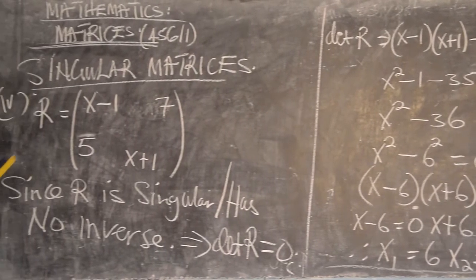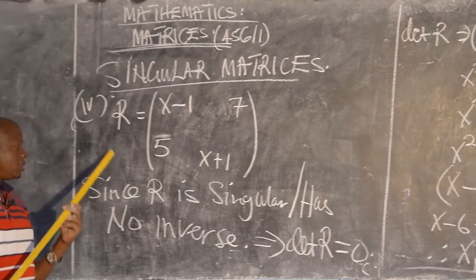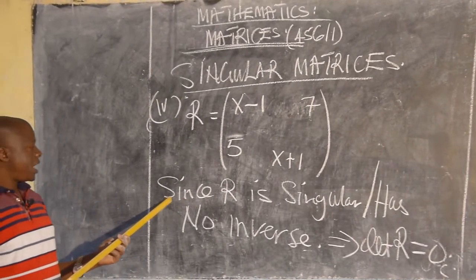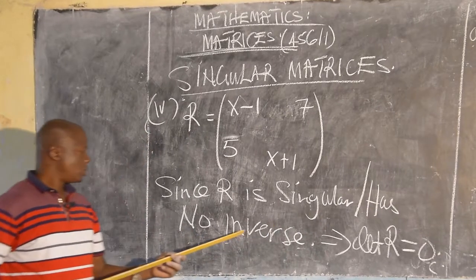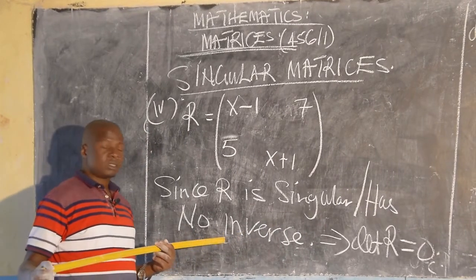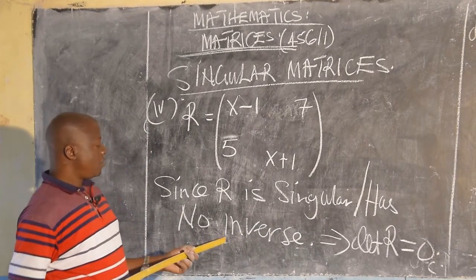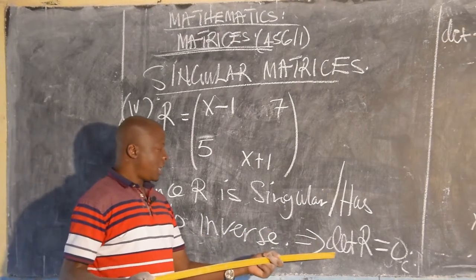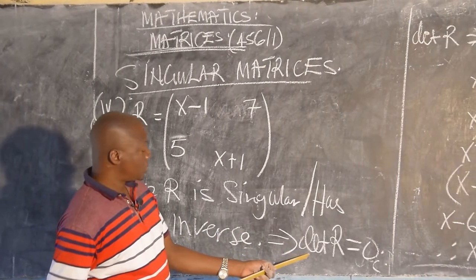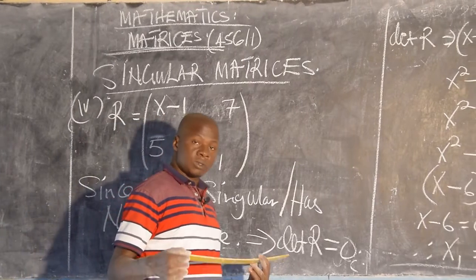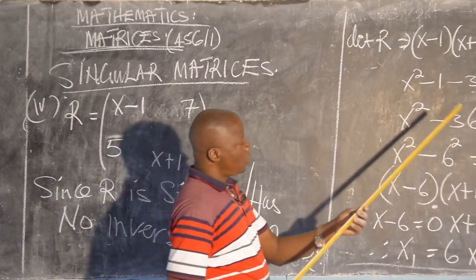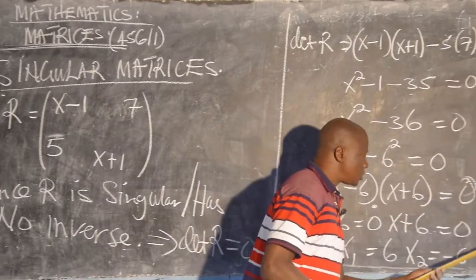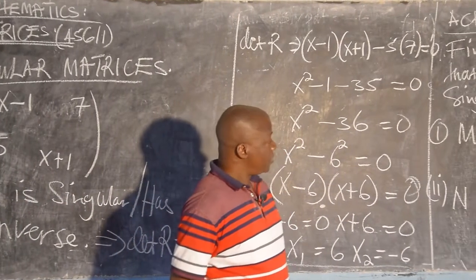They say the matrix R is singular. We said that since R is singular, it has no inverse, meaning that the determinant is 0. Get the determinant and equate it to 0.